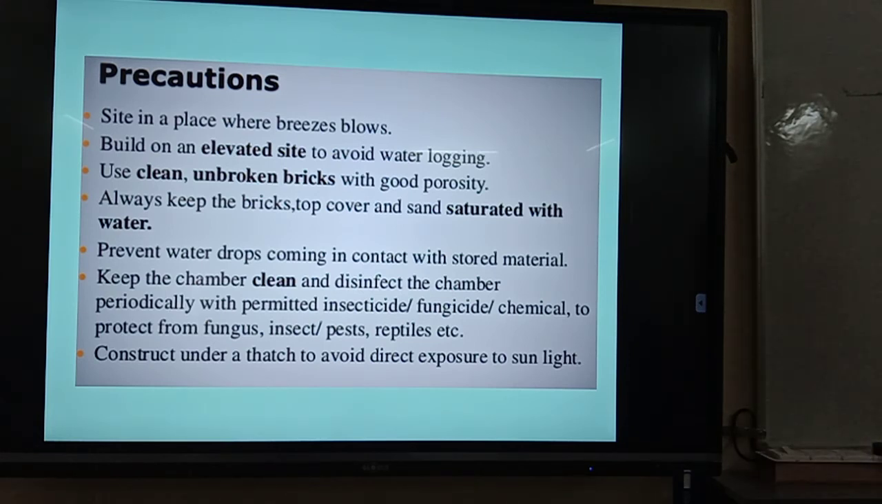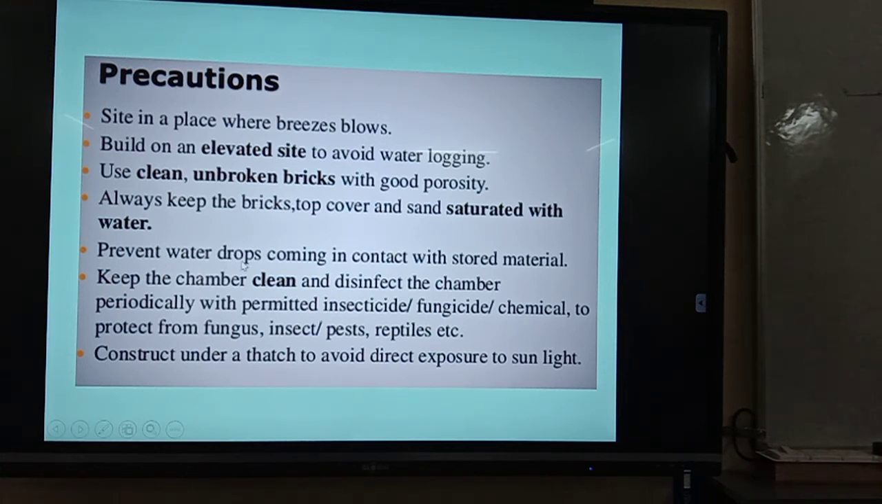So this is the important thing, that the site should be at a location where the breeze blows. Another thing is it should be prepared at an elevated site to avoid waterlogging, and we have to use clean, unbroken bricks for good porosity. And another thing, we have to keep the sand saturated from time to time. If the sand is not properly saturated, then the temperature will not be good.